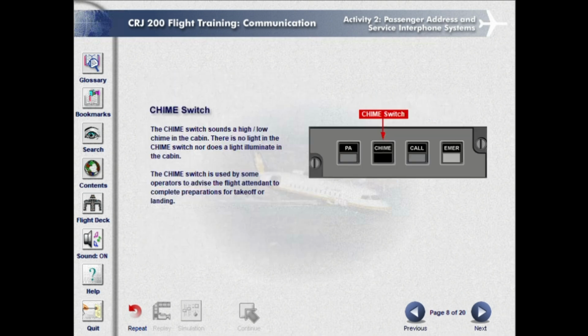Chime switch. The chime switch sounds a high-low chime in the cabin. There is no light in the chime switch, nor does a light illuminate in the cabin. The chime switch is used by some operators to advise the flight attendant to complete preparations for takeoff or landing.